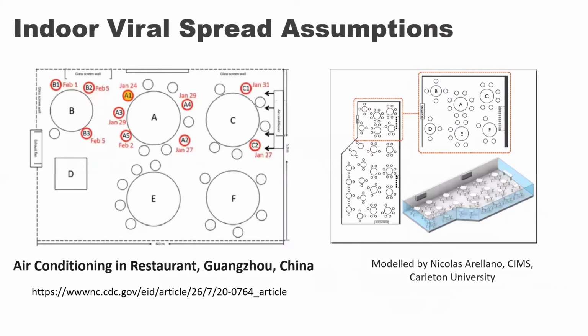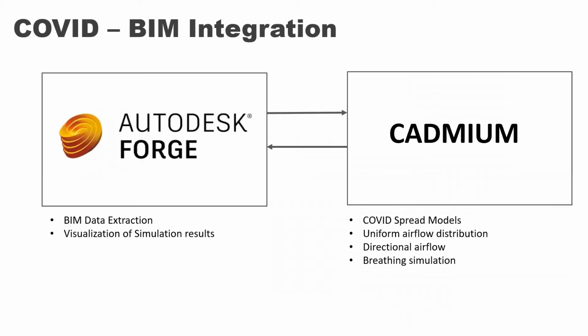We used the Guangzhou restaurant, China, as a case study and developed a discrete event-based model. The restaurant was modeled using Autodesk Revit. Autodesk Forge is a web-based API, and it was used to integrate the COVID DEVS model with BIM. The BIM data was extracted from Forge Viewer, and we used Cadmium Simulator to run the DEVS model. The simulation results are visualized using Forge Viewer.